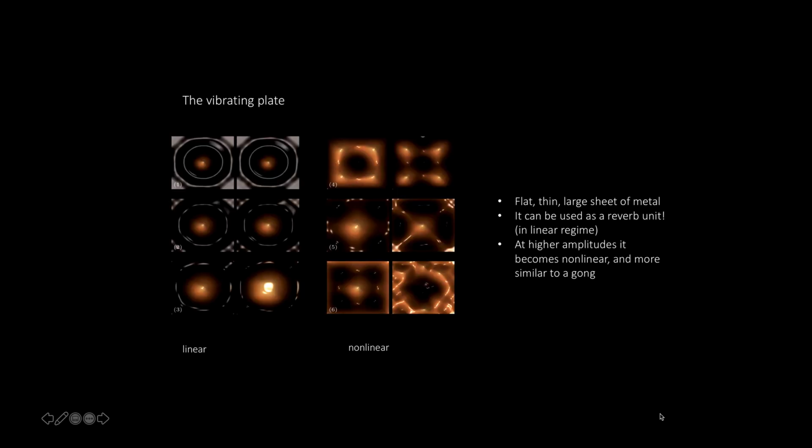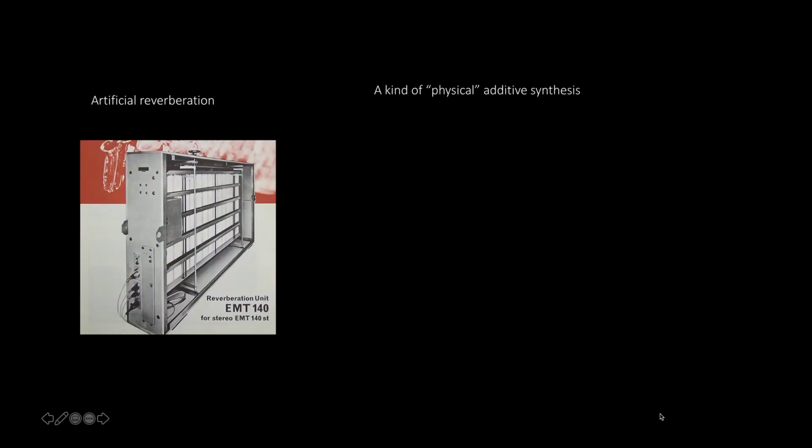So in the second part of the talk, let's go see a couple of examples of real-time large-scale systems. The first one is a dynamic plate reverb, and plates are very interesting systems because they also present linear and nonlinear behavior according to how big the amplitude of the vibration is. But for the sake of reverberation, linear behavior is really what you're looking for. So, you can approach the problem of artificial reverberation using the modal approach, which resembles some kind of physical additive synthesis.